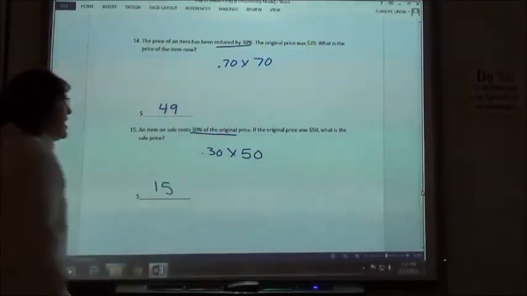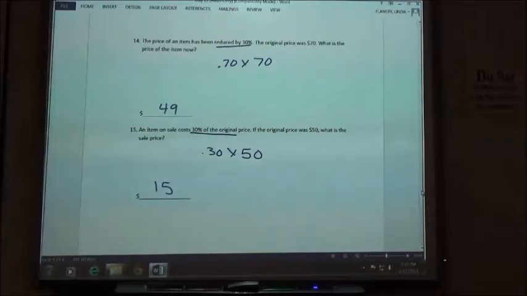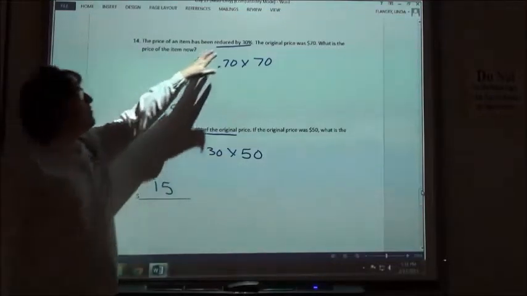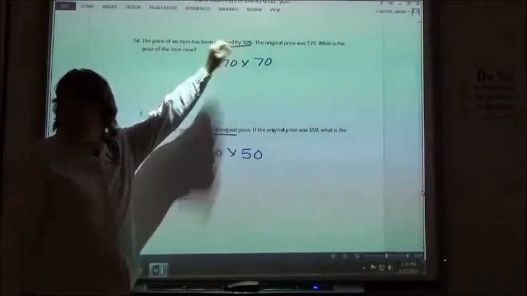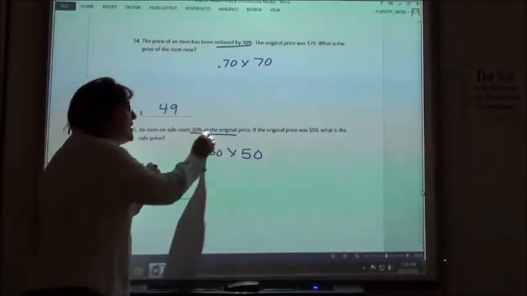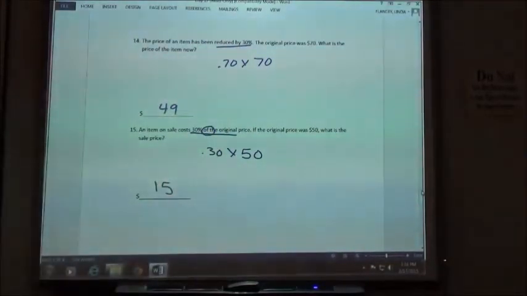So 15 is the sell price, right? 30% isn't a big part of the original price. You get a 70% discount, it means. So be careful. A lot of them will be reduced, less, something that tells me I have to subtract. But if it says of in there, then I'm just going to multiply and get my answer. I'm going to use that percent that they give me.